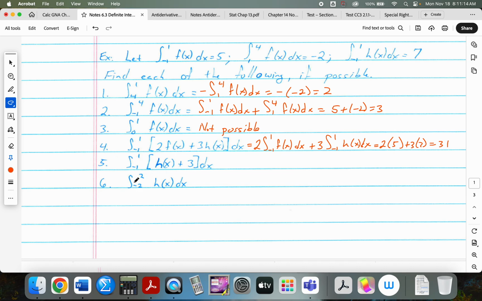Number 5 is a frequently missed problem, and it's because students don't interpret this correctly. So since I'm adding, I'll do just like I did in the previous problem. I'm going to add 2 separate integrals together. This would be the integral from -1 to 1 of h of x dx plus the integral from -1 to 1 of 3 dx. The integral from -1 to 1 of f of x dx is 5. And how can I find the value of this integral?